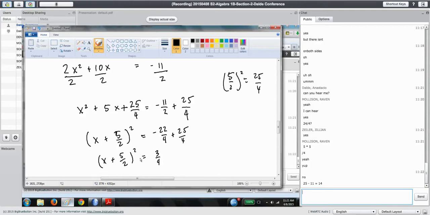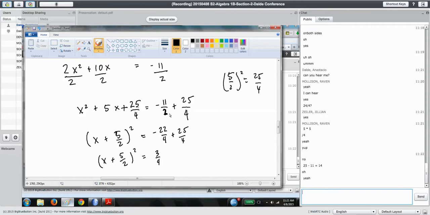Yeah, I see what you're saying, Raven. You're saying, wait a second, 25 minus 11 is 14. Yeah, but I need to make common denominators. So this 11 had a 2 in the denominator. I wanted to make it a 4 in the denominator, so I had to multiply both the top and bottom by 4, because I'm adding two fractions that have a different denominator. You guys remember this stuff, right?